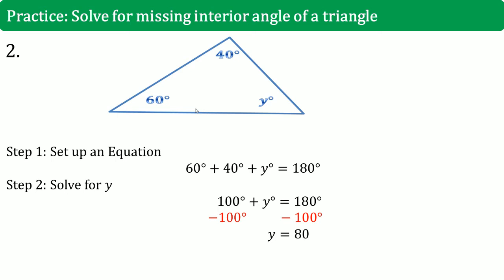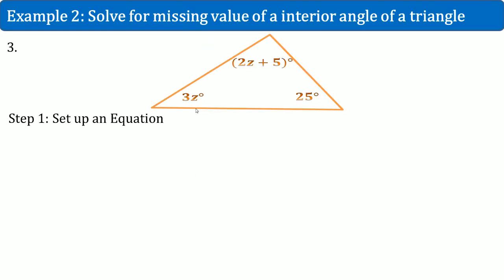Those were very simple problems, but now in this class we have to make sure we know how to do harder problems, including ones with algebraic expressions. So here, example 2 is to solve for missing values of an interior angle. Here I'm asked to solve for z. We have 3z here, 2z plus 5, then 25 here. So set up the equation.